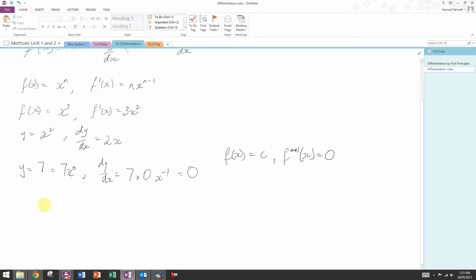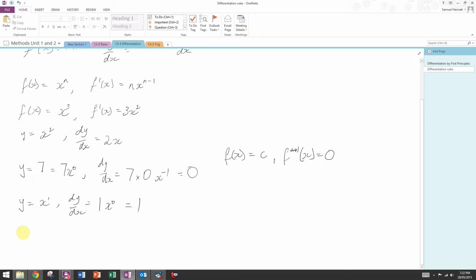Okay, let's do a couple more key examples. So this time we'll have y is equal to just x. This time dy dx, well, it's like there's a silent 1 here. So that 1 will come down the front, and then we'll have x to the power 0. It's 1 take away 1 is 0, and x to the power 0 is just 1. So that one, this time the derivative is just 1.